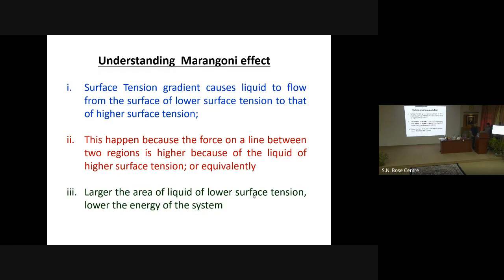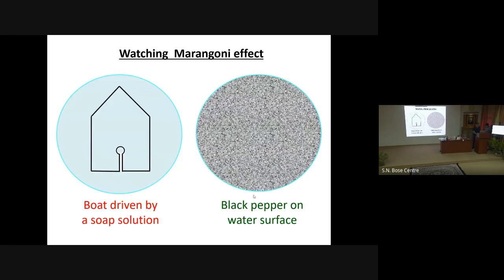This is surface tension. This is known as the Marangoni effect, or tears of wine, and this was explained in a thesis at Padua University long ago. Marangoni observed it, somebody else showed it. So there is a surface tension gradient, and I'll explain why that happens. It causes liquid to flow from lower surface tension to higher surface tension. A larger area of lower surface tension means lower energy. So let's show this.